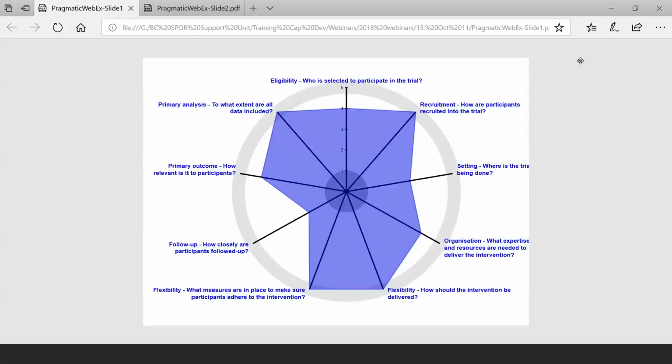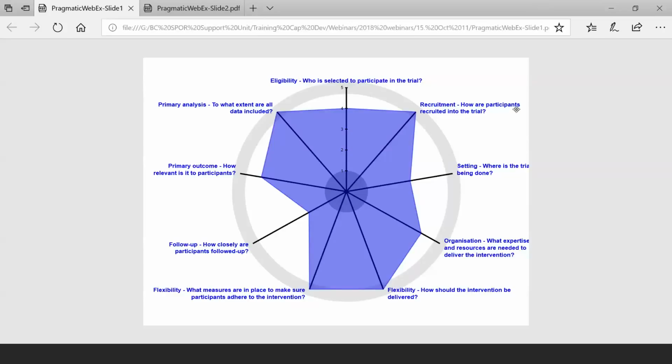So that's the PRECIS-2 tool, and you may want to keep that in mind when we're talking about the paper today by Hilton et al. that appeared recently in the Journal of Oncology Practice. So I'll just stop and ask if anybody has any questions or wants any clarification before we go on. Okay, I'll take that as a no.